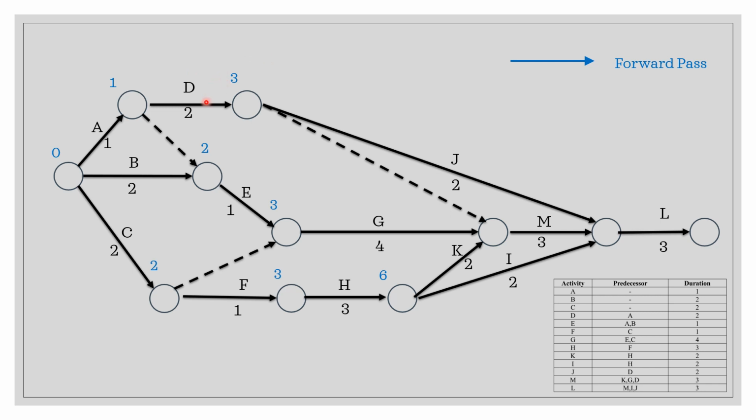Okay, why do we do D first? Because we want to make sure that we can have the right early finish for activity M. So now you can have 3 plus 0 is 3, or 3 plus 4 is 7, or 6 plus 2 is 8. As I mentioned just now, when you do the forward pass, you need to take the bigger value. So in this case, the bigger value is 8.